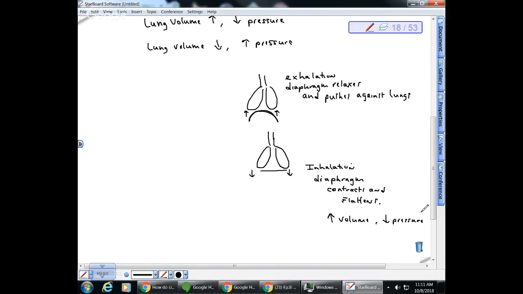Okay, so we will stop there for today. And we'll continue talking about respiration on Wednesday. And then we're actually moving to the digestive system.